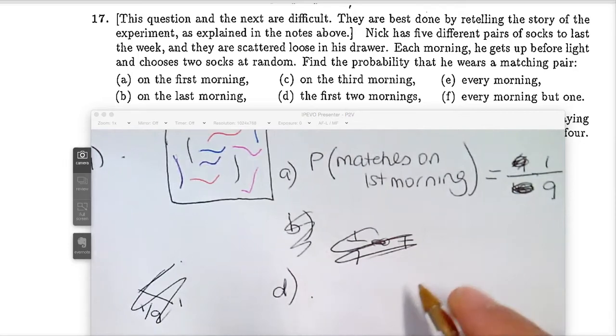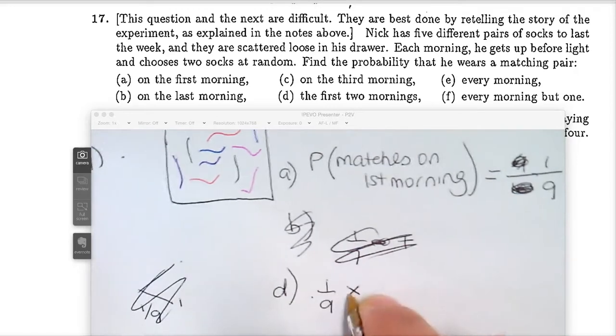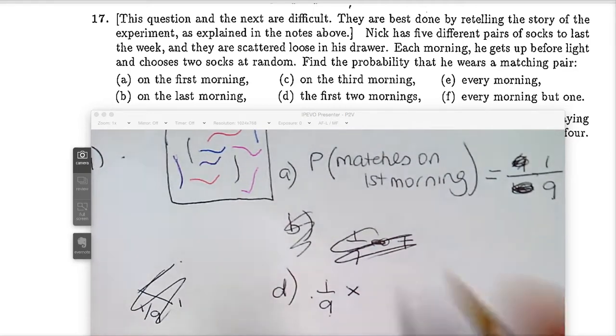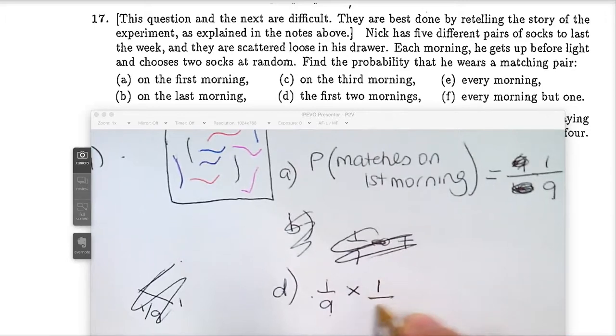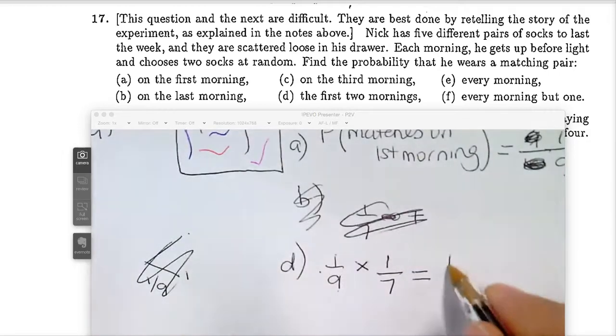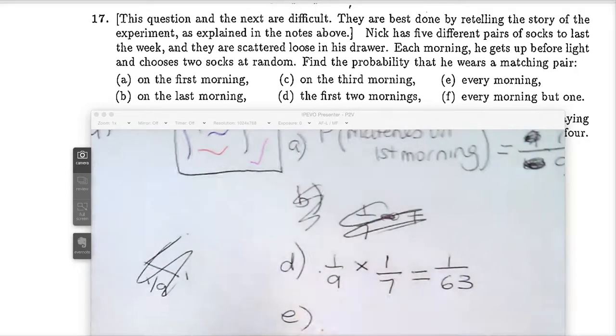Probability that he wears a matching pair on the first 2 mornings. It's 1 on 9 times... Because he picks up 1 sock, it doesn't matter which one. He's got a 1 in 9 chance that he'll pick up the matching one. Then the next day he picks up a sock, it doesn't matter which one it is. And then there's 1 on 7, because there's 10 socks, and then there's 8 left, so 7 others that he could choose from. Okay? So 1 on 9 times 1 on 7 is 1 out of 63. All right. Yes, it is correct.